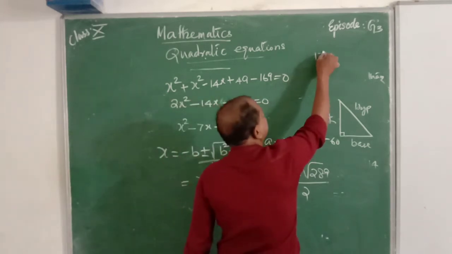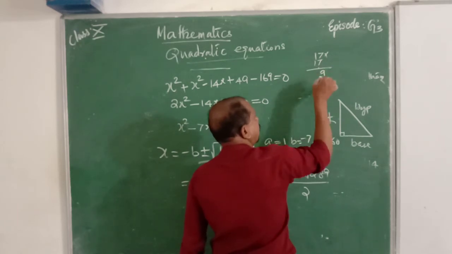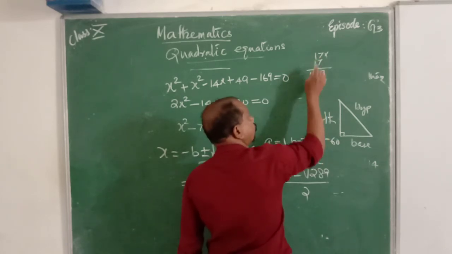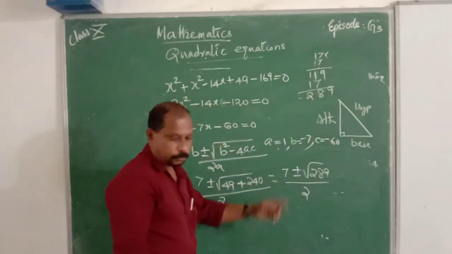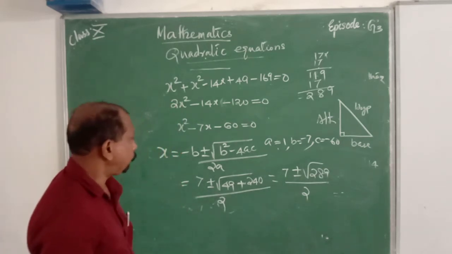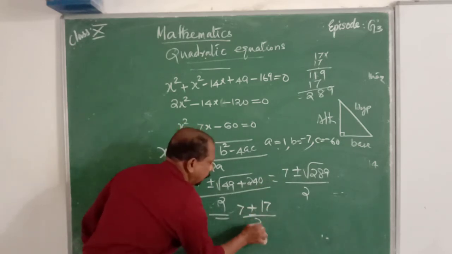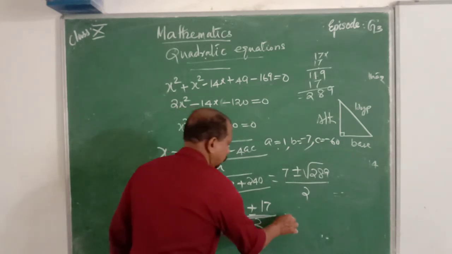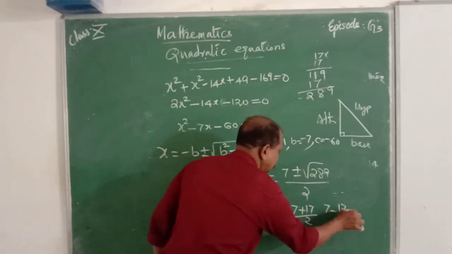What is 17 into 17? 7 into 7, that is 49. 1 into 7, 7 plus 4 is 11. 1 into 7, 7. 1 into 1 more. That is 289. Therefore, 289 is the square of 17. Therefore, x is equal to 7 plus or minus 17 by 2. That is equal to 7 plus 17 by 2, comma, 7 minus 17 by 2.